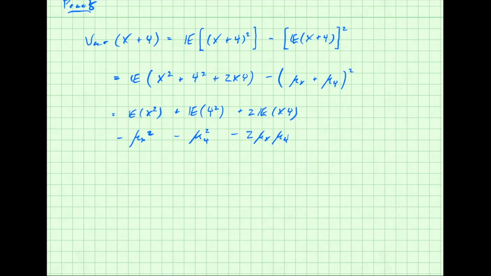Right? Now this thing here, that's the variance of x. This thing here is the variance of y. And this minus this is the covariance of x and y. And so there's 2 in front of both of those. And so we get what we were after. So variance of x plus variance of y plus twice the covariance.